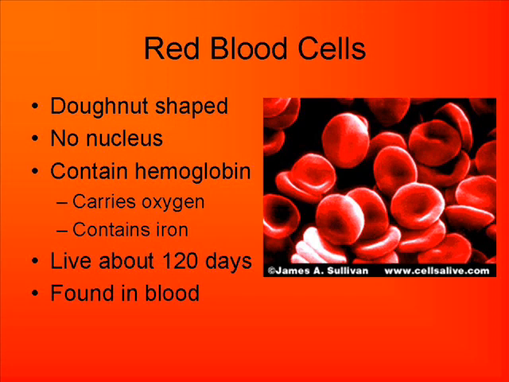Red blood cells live about 120 days and are produced throughout your body. Do you know where they're made? Hopefully you remember back to when we talked about the skeletal system. Red blood cells are produced in your red bone marrow.